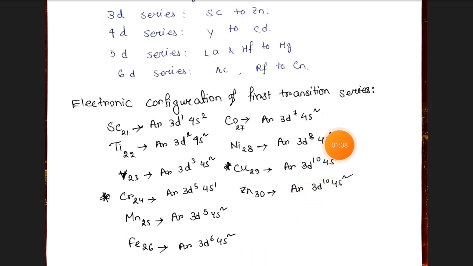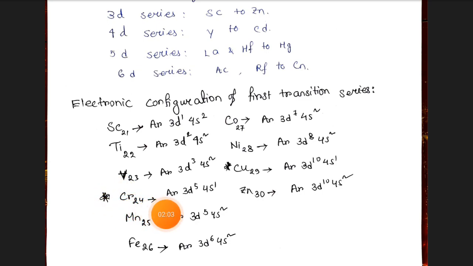Okay, next, electronic configuration. This is very important for us. The marks are very important from your exam point of view. First one is scandium, that is argon 3d1 4s2. Titanium, that is atomic number 22, argon 3d2 4s2. Next vanadium, atomic number 23, that is 3d3 4s2.